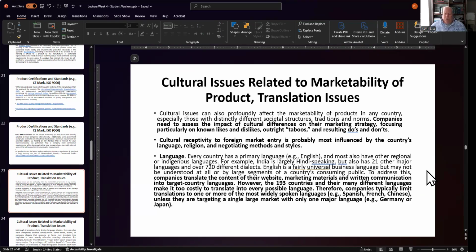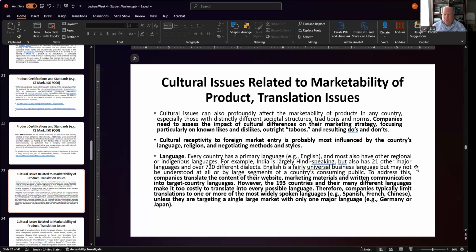We touched on this briefly, and some of it is self-evident, but it is always prudent to study the do's and don'ts, the taboos, the likes and dislikes of the country or region into which you wish to enter. That's often influenced by the country's language, religion, and negotiating methods and styles.